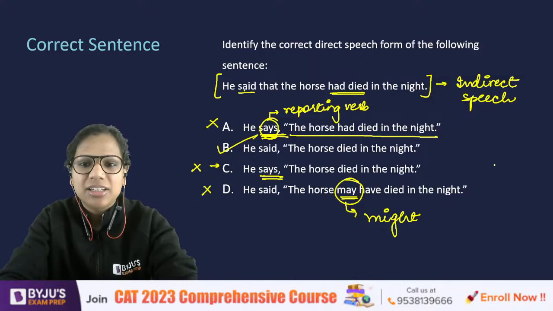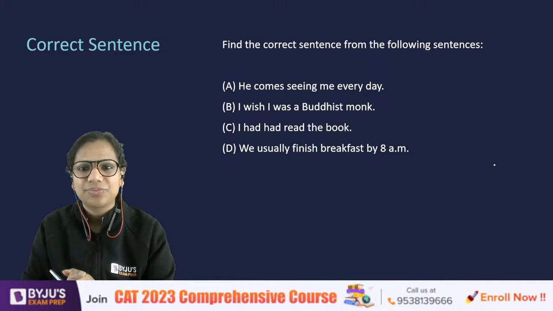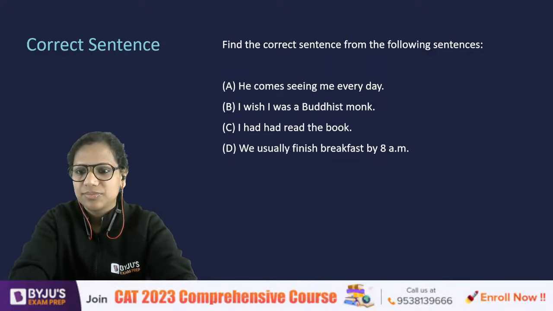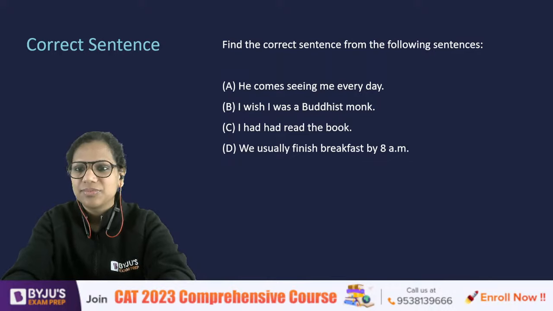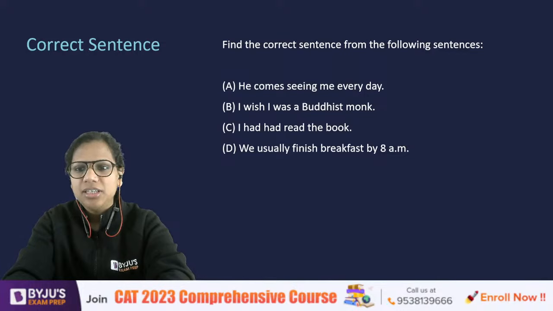Perfect. Those who said B, happy with your response. Again, find the correct sentence from these given sentences. Four different sentences this time. Okay. All right. Absolutely correct, Vib. D. Mostly D, one C, one B. Some C is there. B or D.